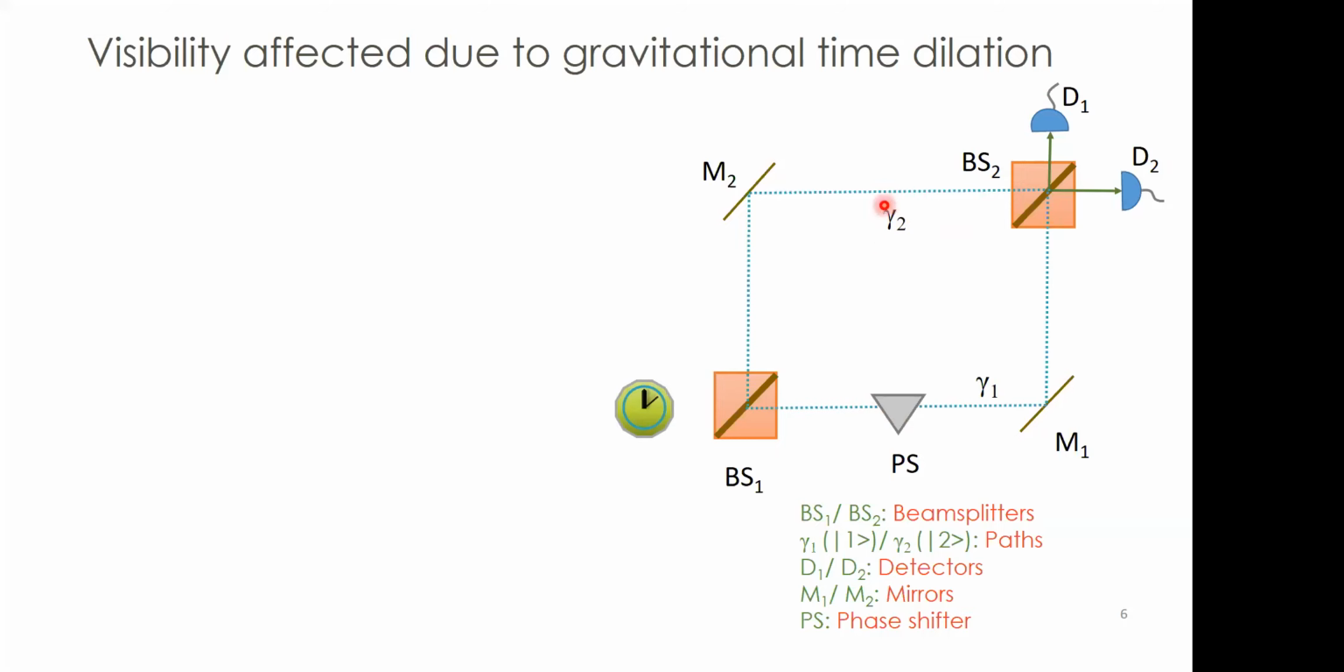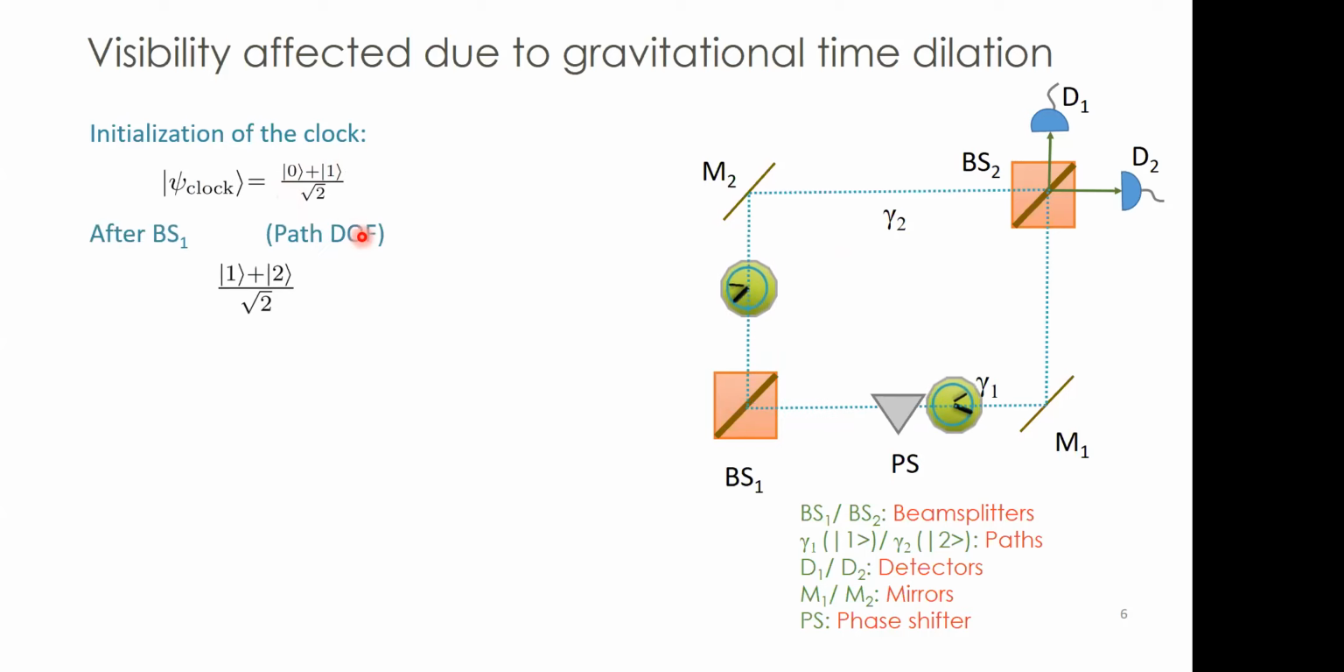So paths gamma 1 and gamma 2 have proper time difference between them. That is to say that they have gravitational potential difference between them as well. But on top of that, talking relativistically, they have certain proper times associated with the paths, which are different from the lab time. So you initialize the clock to a non-eigenstate, and then as it goes to the first beam splitter, it is prepared in a spatial superposition, and that spatial superposition is given by the path degree of freedom. And here 1 and 2 refer to the path degree of freedom.